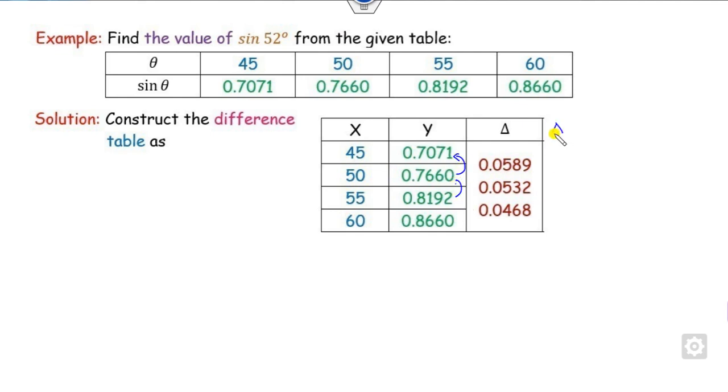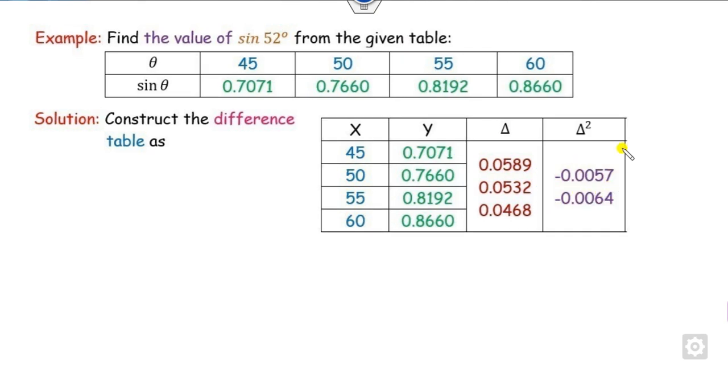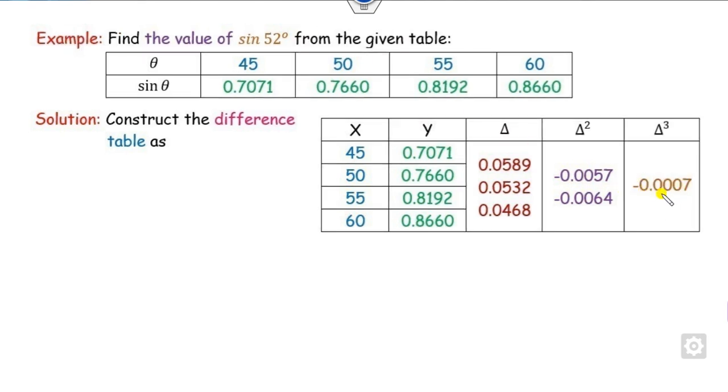Again you calculate the second difference, using the same rule, this minus this, this minus this, and you will get the values here. Again you calculate the value of delta cube, until the number becomes a single value. You have to continue them. Now it's a single number, so there is no need to calculate delta 4.